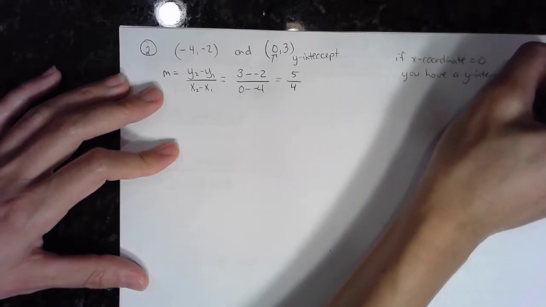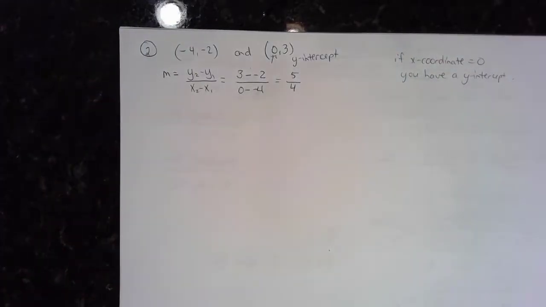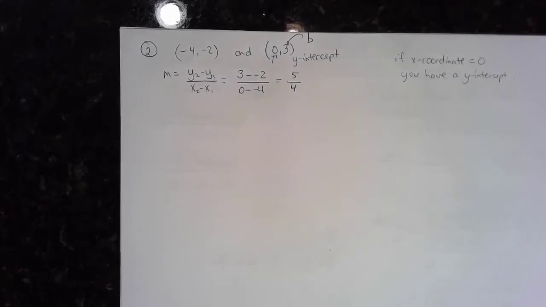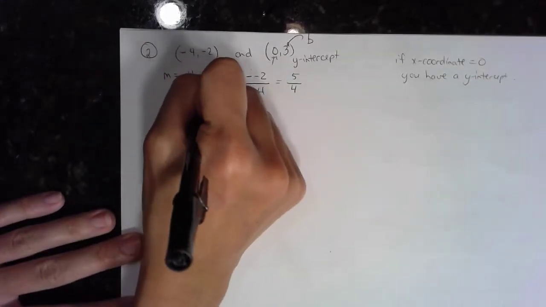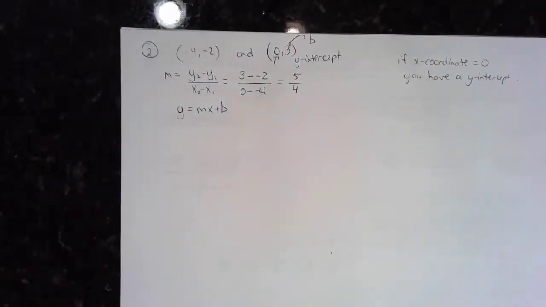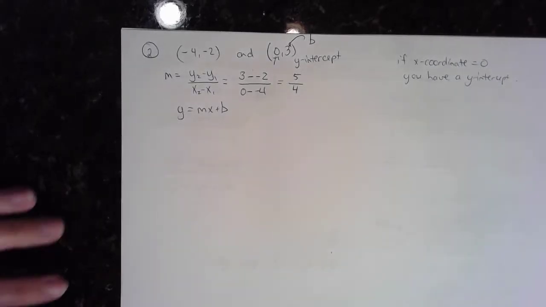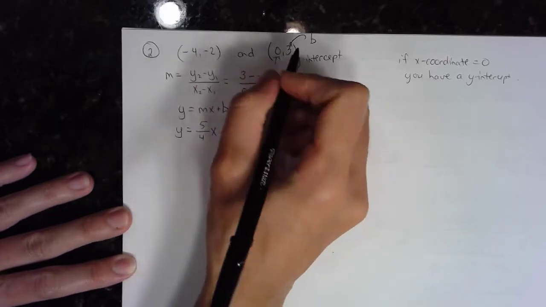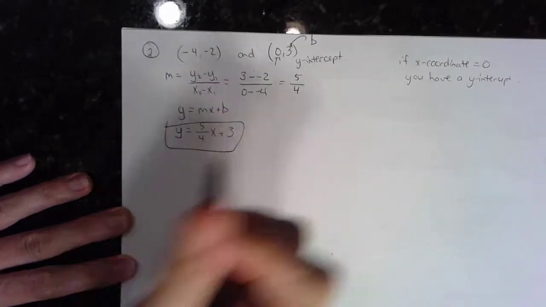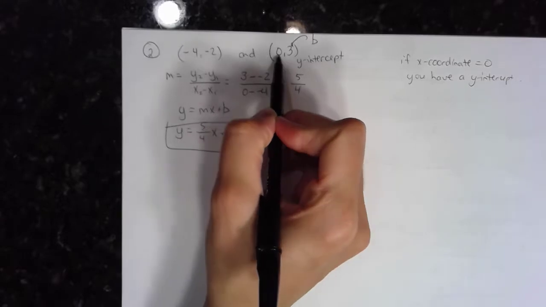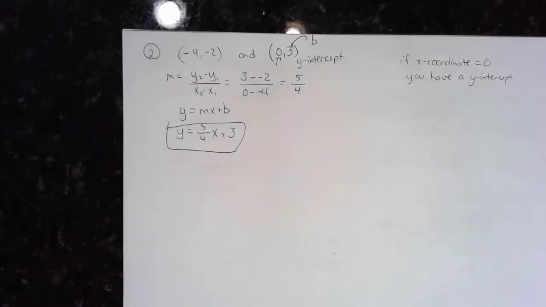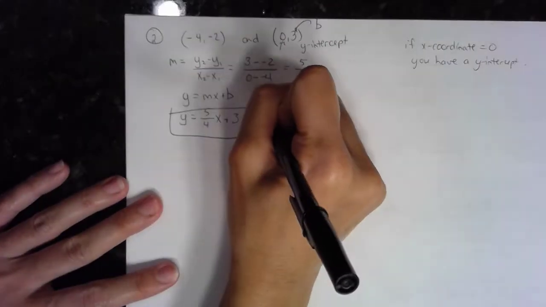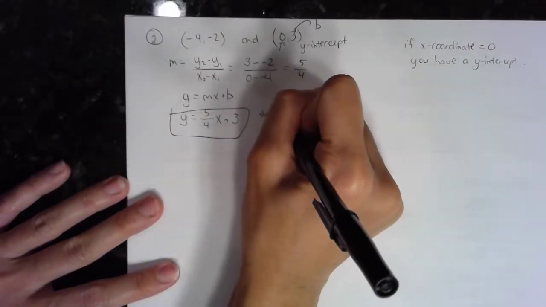And you have to learn how to identify that because it'll simplify your situation. Once you have a y-intercept, this is the b in my slope-intercept form. So I can actually jump straight to y equals mx plus b because of the point that they gave me. y equals m, which is 5/4, x plus b, which is 3. And I know that b is 3 because this x-coordinate is 0, which implies a y-intercept. So this is, again, the equation in slope-intercept form.